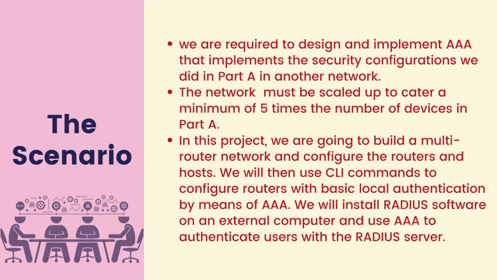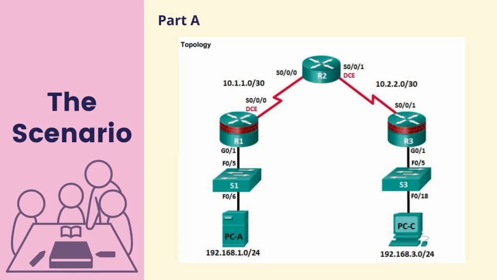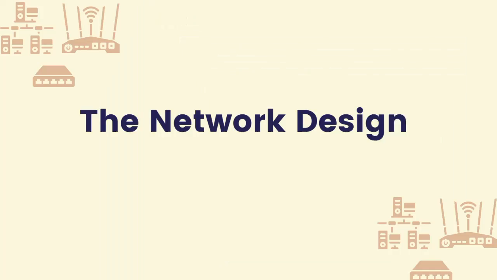We will then use CLI commands to configure the router with basic local authentication by means of AAA. We will install RADIUS software on an external computer and use AAA to authenticate users with the RADIUS server. This is the topology of Part A that we have done. As shown in the diagram, the topology consists of 3 routers, 2 switches, and 2 PCs.